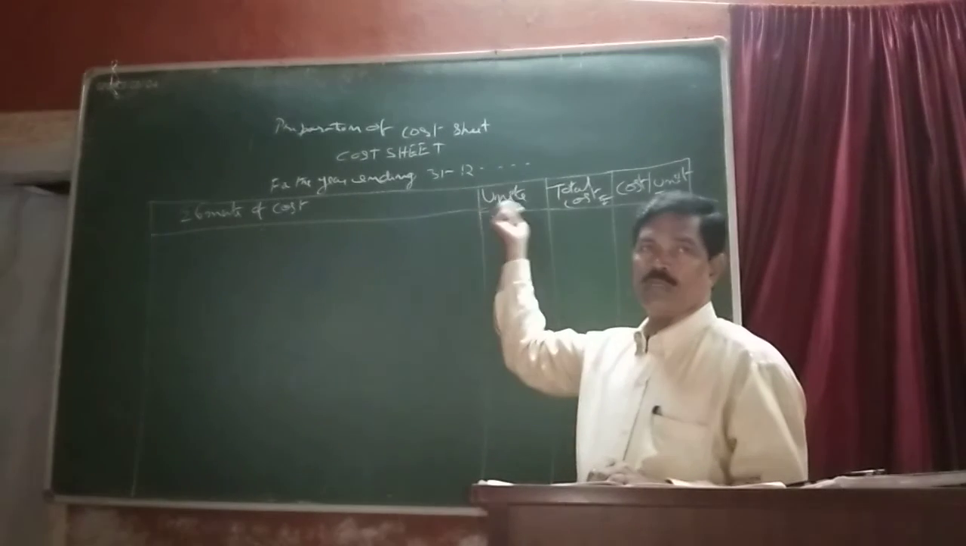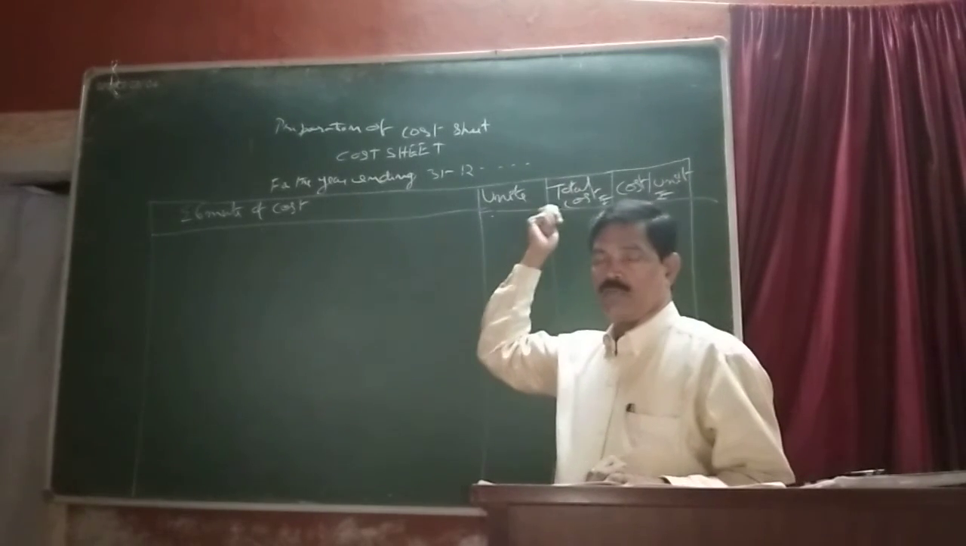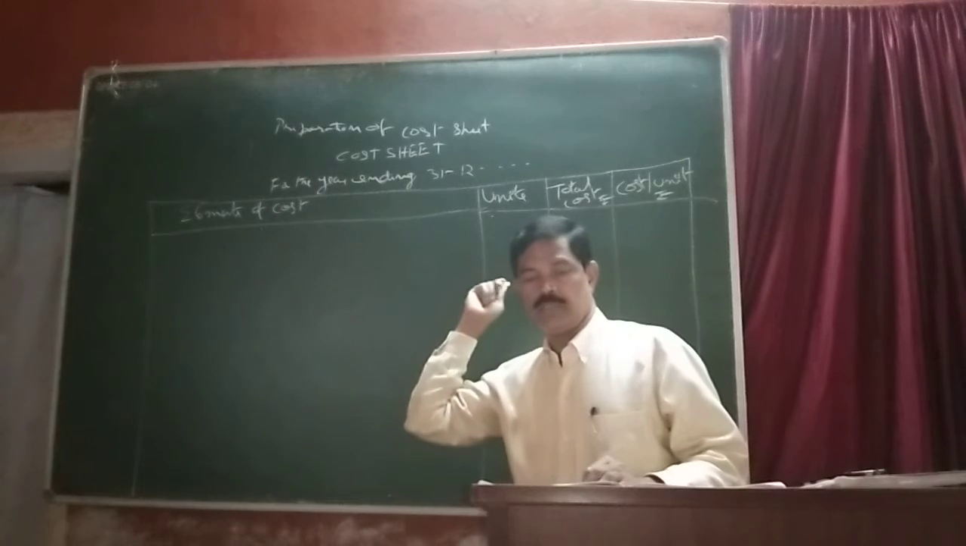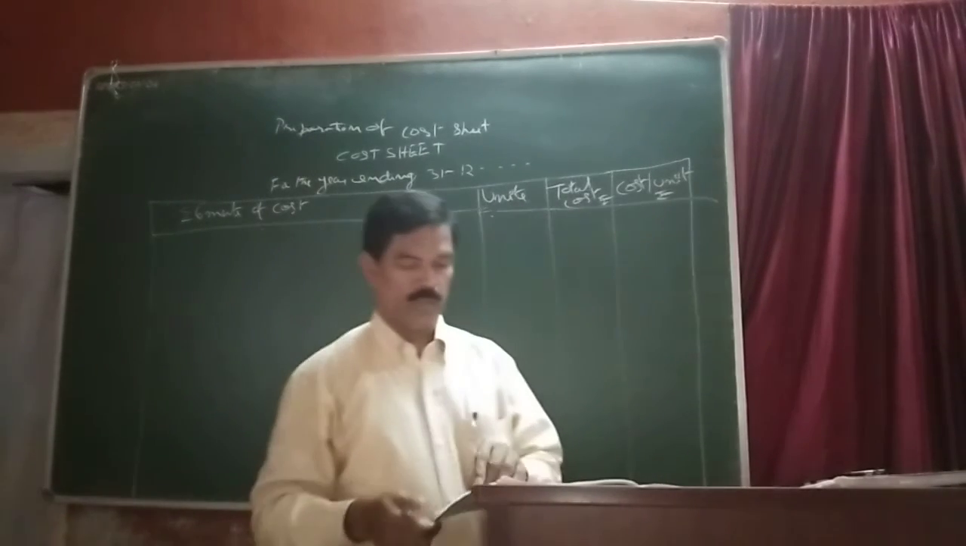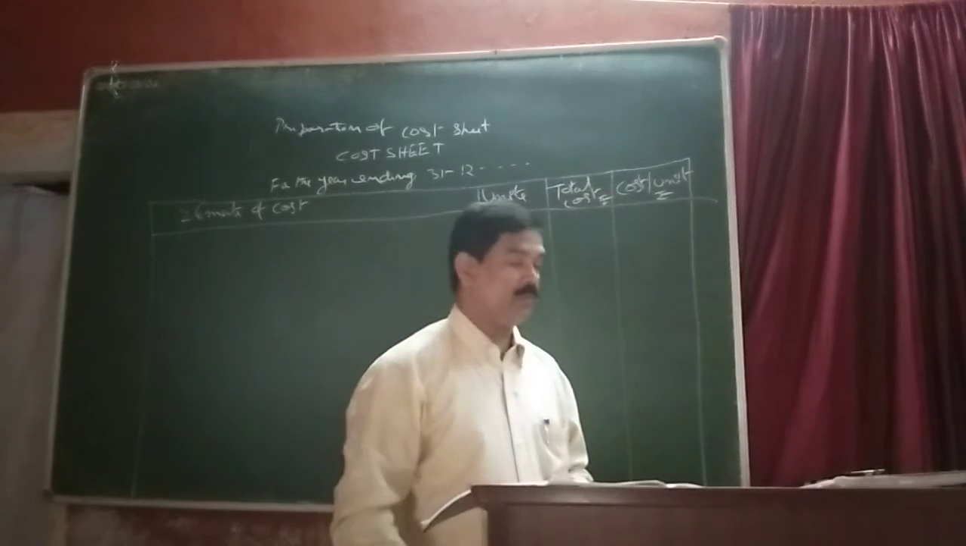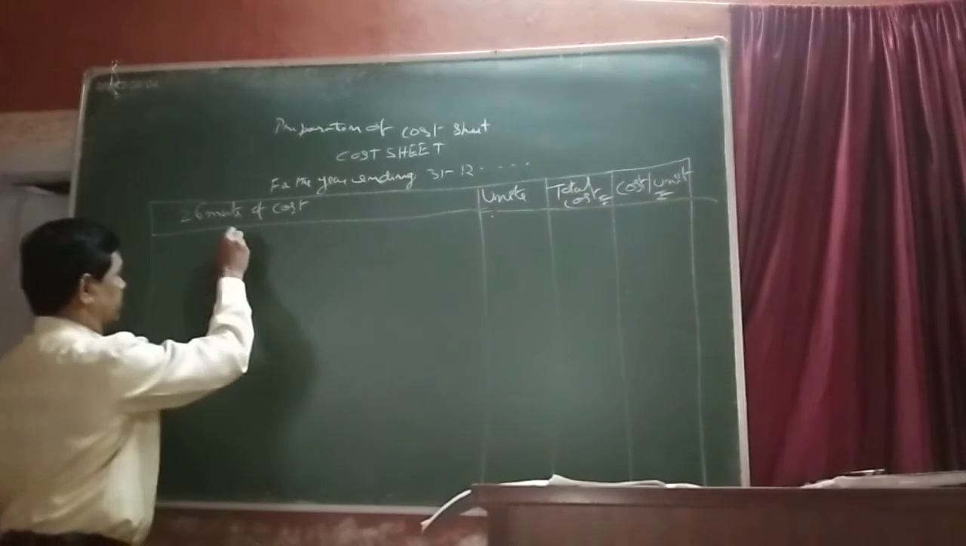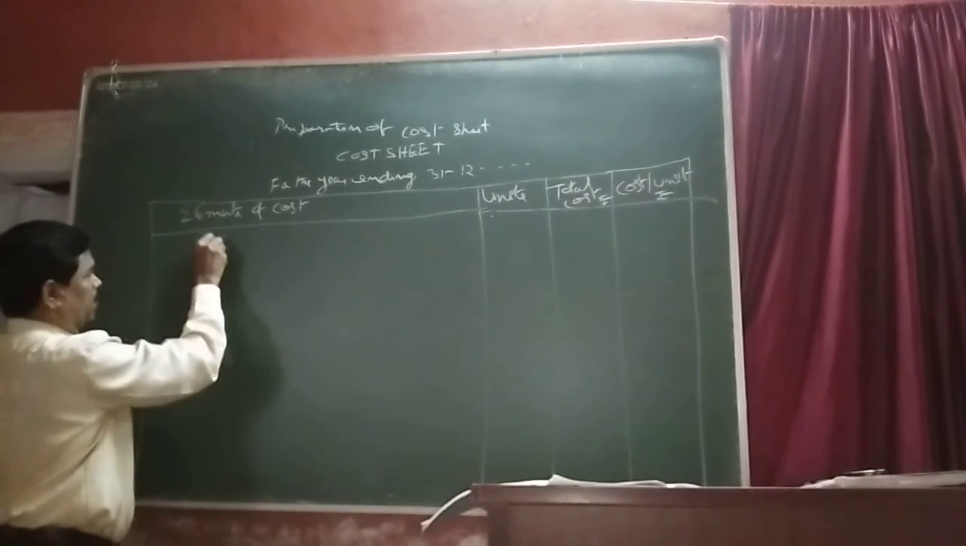Here we write the units. Total cost divided by number of units will give the unit cost. Here no units are given, so we have to write the total amount only. So it starts with direct material. So you write first direct material.